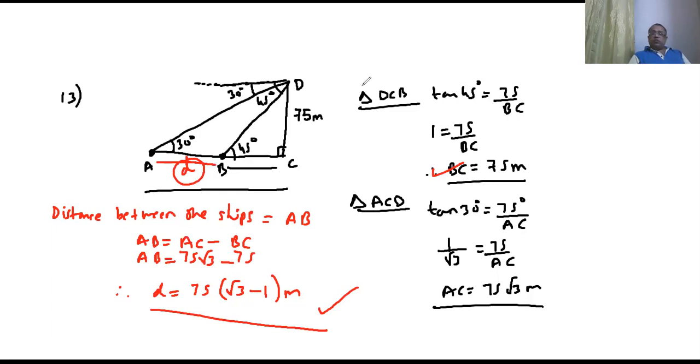Moving on to question number 14. Question number 14 says, a 1.2 meter tall girl spots a balloon moving with the wind in the horizontal direction at the height of 88.2. The angle of elevation of the balloon is 60.